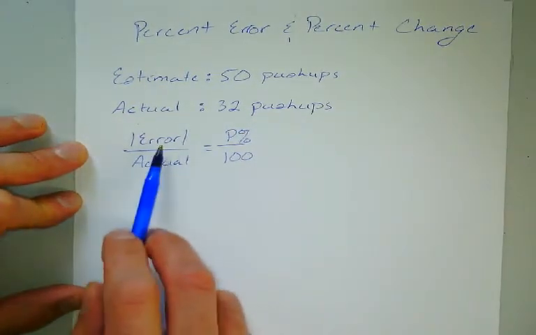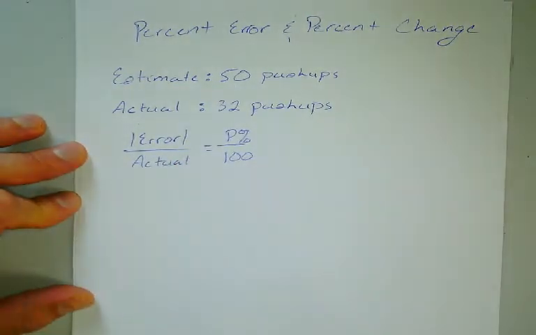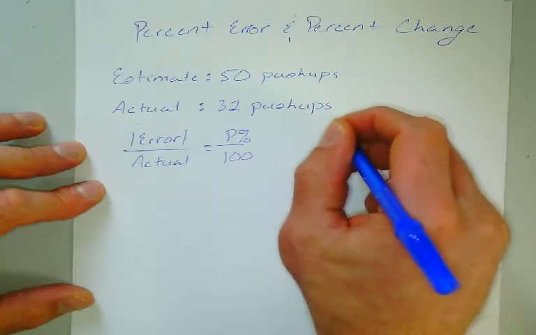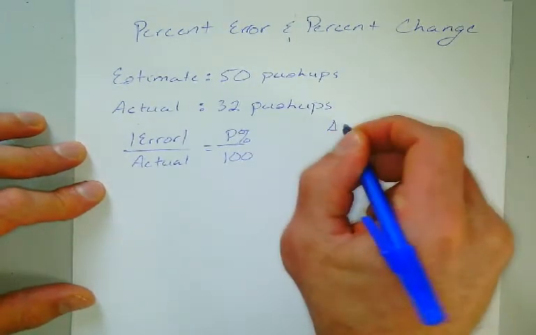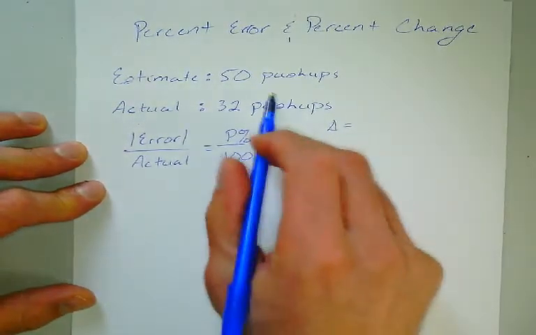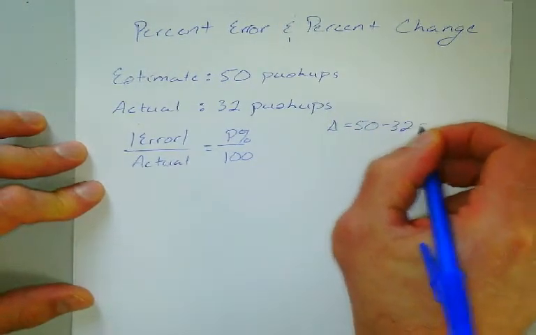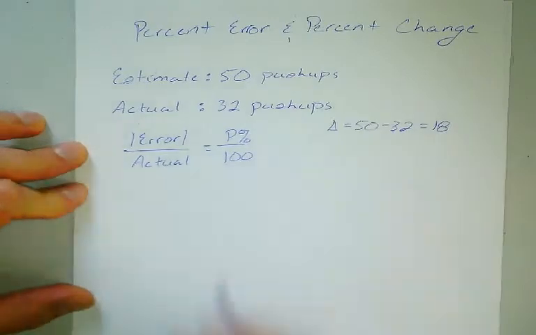Now, first we need to find my error, or Scotty's error actually. I knew I couldn't do 50 push-ups in 30 seconds. That's a lot of push-ups. So our error is just our change. I'm going to call this delta for change, and we're going to do some subtraction. So 50 minus 32. That gives us an error of 18 push-ups.